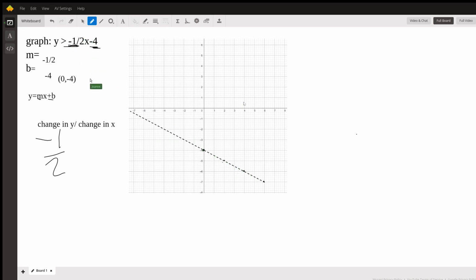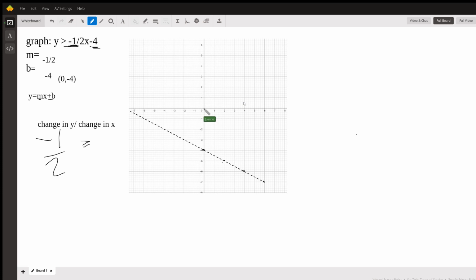Had it been a symbol like greater than or equal, then I would draw a solid line to indicate that this boundary line was included in our solution, but it's not. Now it says y is greater than negative 1/2 x minus 4, so that means all values greater than this. I have to figure out which side of this boundary line is the solution.